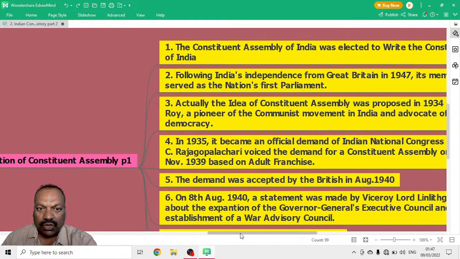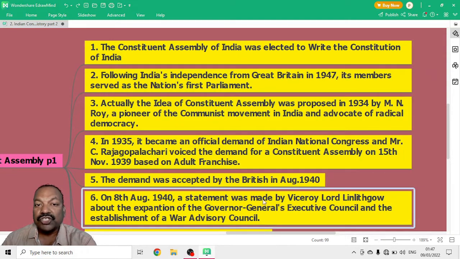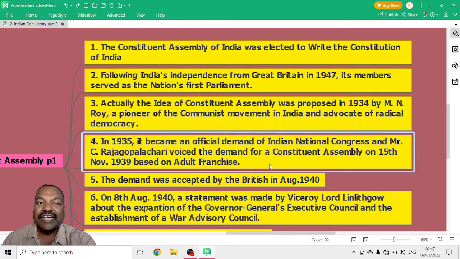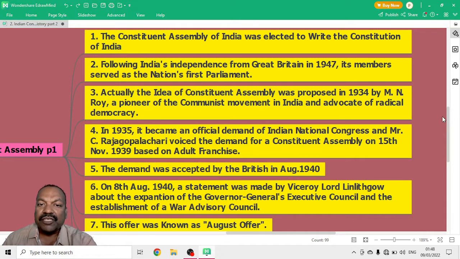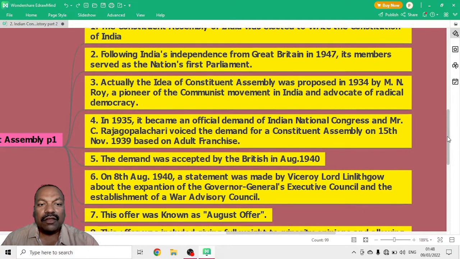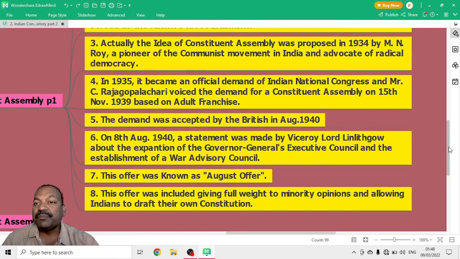As we have known previously in our lecture, the Constituent Assembly of India was elected to write the Constitution of India. Following India's independence from Great Britain in 1947, its members served as the nation's first parliament. Actually, if we see, this idea of a Constituent Assembly was previously proposed in 1934 by Mr. M. N. Roy, who was called a pioneer of the communist movement in India and an advocate of radical democracy.